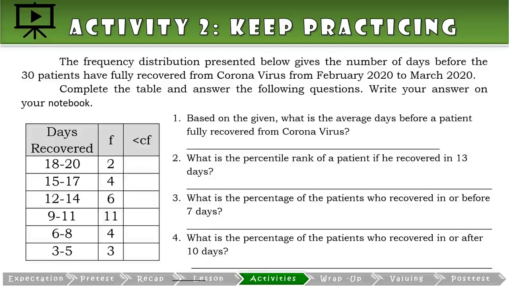Number 1. Based on the given, what is the average days before a patient fully recovered from coronavirus? Number 2. What is the percentile rank of a patient if he recovered in 13 days? Number 3. What is the percentage of the patients who recovered in or before 7 days? Number 4. What is the percentage of the patients who recovered in or after 10 days?